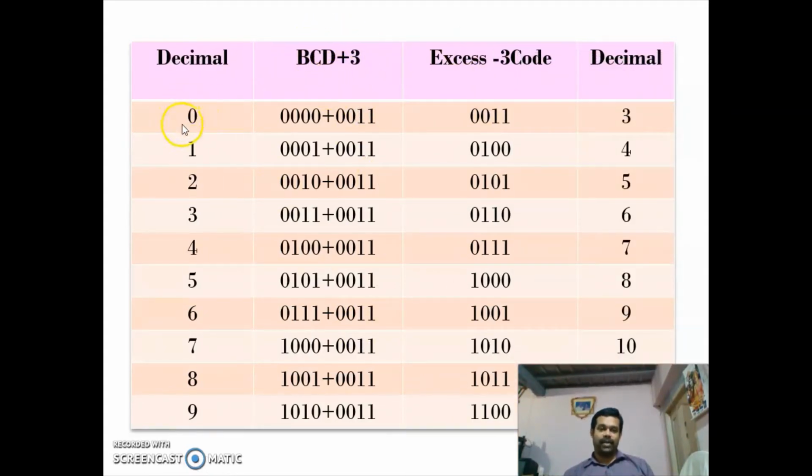So this is decimal 0. How we are getting the XS3 is 0 plus 3. So this is 3. Then the next one is 1. So 1 plus 3, this is 4, which is 0100. Similarly, BCD plus 3, we will get the XS3. So in XS3, the starting number itself is 3.